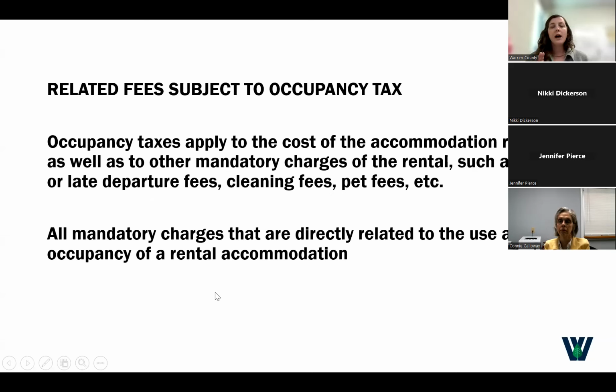And it also would be applied to any fees that are associated with the accommodation. So for example, if you run a short-term rental and you have a late departure fee or a rental of an extra bed or something like that, a pet fee, all of that would be included in what the occupancy tax would then be levied against.